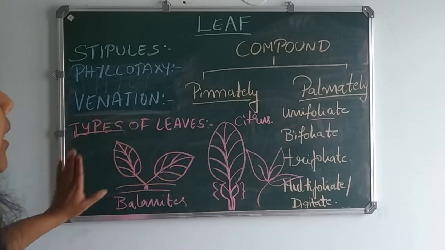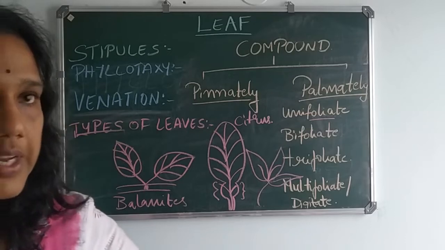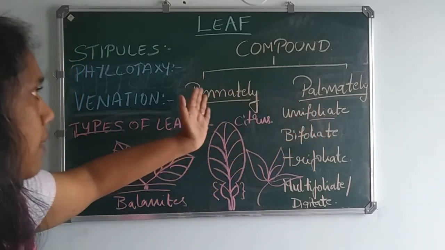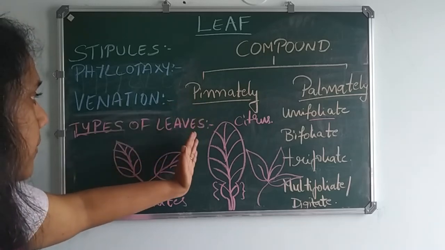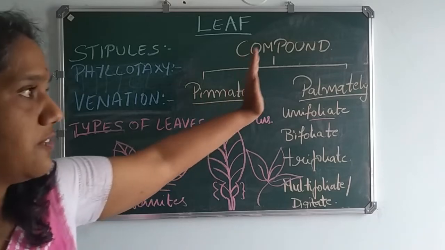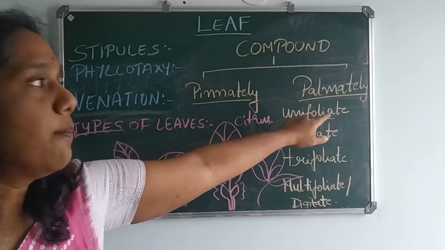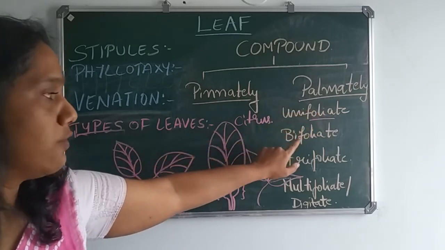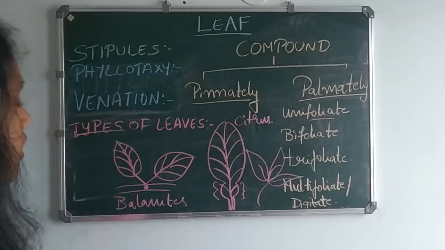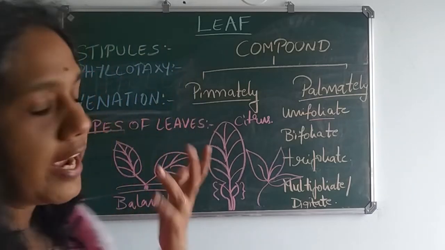So this is about the 2 types of leaf, that is the simple leaf and the compound leaf. Compound leaf is classified into pinnately compound and palmately compound. Pinnately compound is unipinnate, bipinnate, tripinnate and decompound. Unipinnate is further classified into paripinnate and imparipinnate. Palmately compound leaf is divided into unifoliate, bifoliate, trifoliate, multifoliate, also called as the digitate. So with this, we also come to an end of the types of leaf.